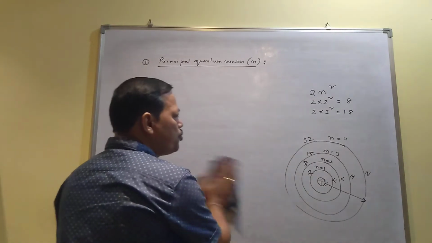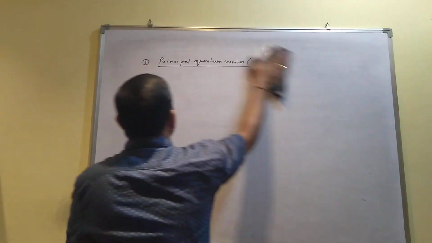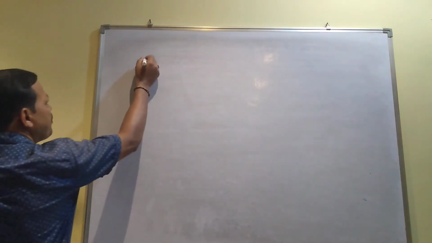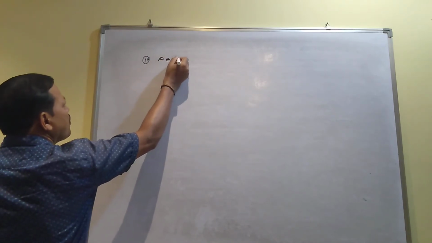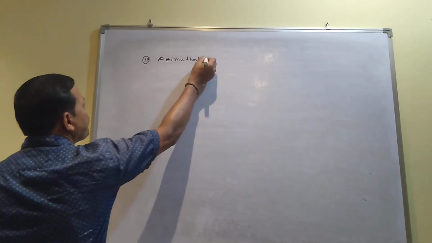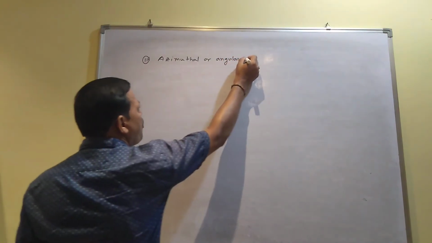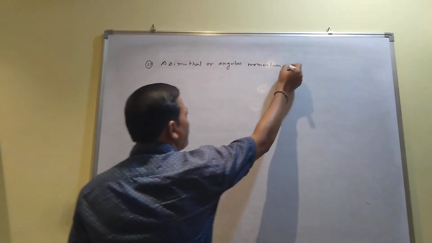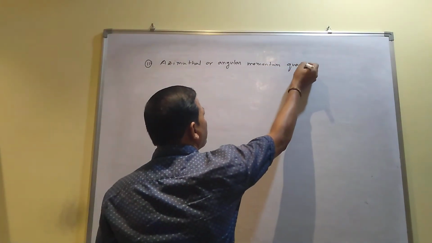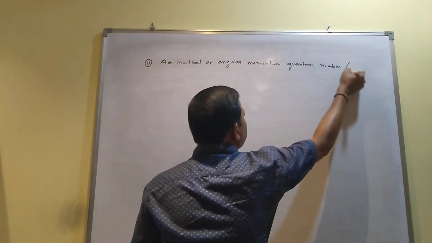Now we will move to the second quantum number, which is called the azimuthal or angular momentum quantum number. This is number 2, the azimuthal or angular momentum quantum number, and it is represented by the symbol L.